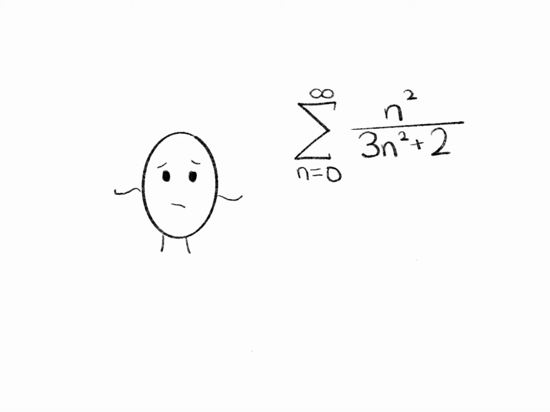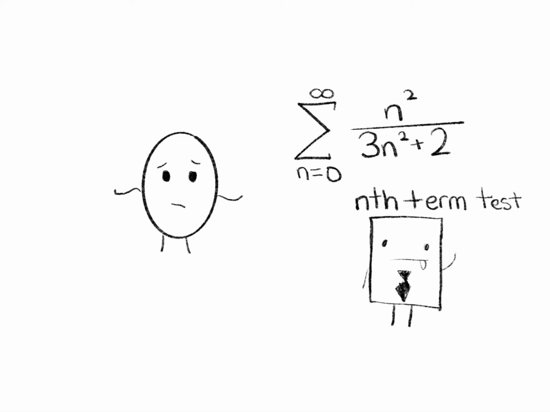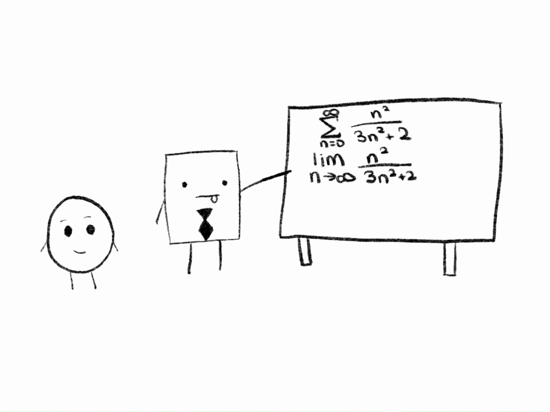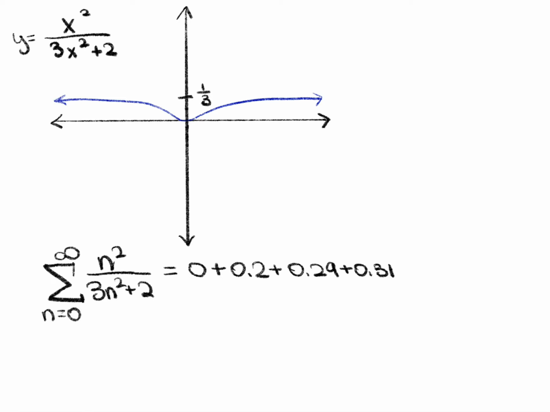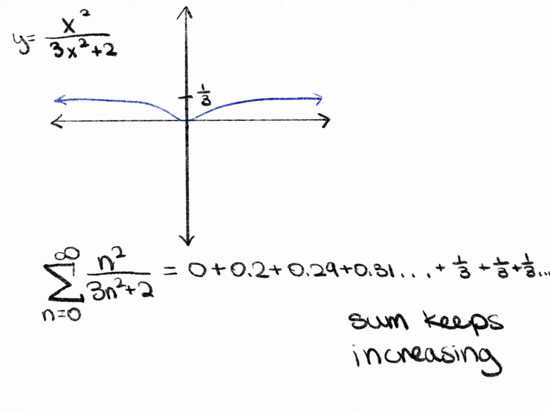This is the first customer. He needs help to figure out if he's going to diverge or converge. We'll refer him to our go-to guy, the nth term test. The nth term test will take the limit of his equation. Since it's not zero, he'll diverge. If you continue adding terms that are not zero, then the series must add up to infinity because the sum would keep getting bigger.